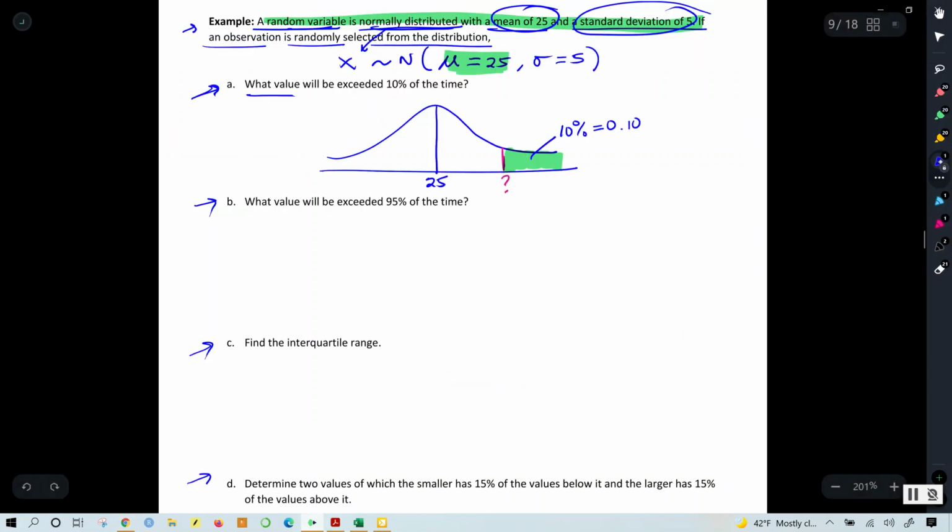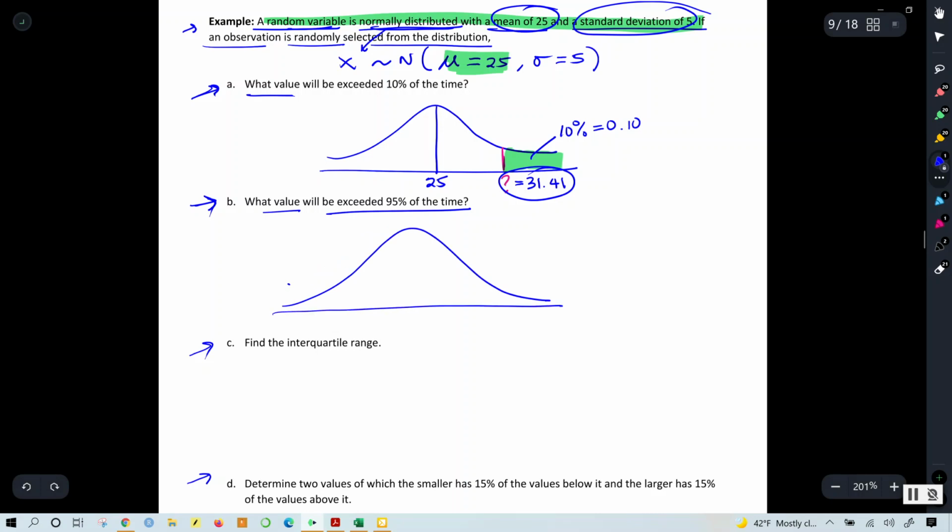The identity of this number is 31.41. This is my answer. Then, question B. What value will be exceeded 95% of the time? So let's sketch the normal distribution again. And we want the value that is exceeded, that is, above it you want 95% of the time.